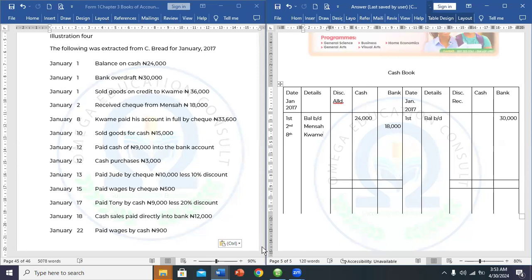Can you tell us what you wanted to say about we selling to Kwame 36,000 and he paying in full with just 33,600? He paying in full 33,600. It means that he was allowed discount.